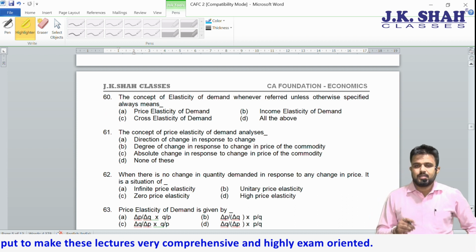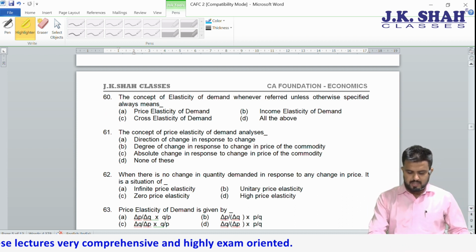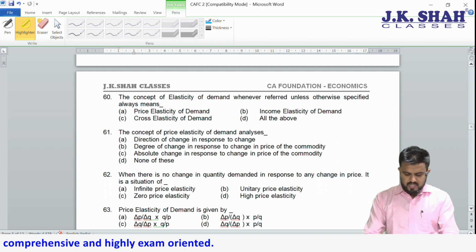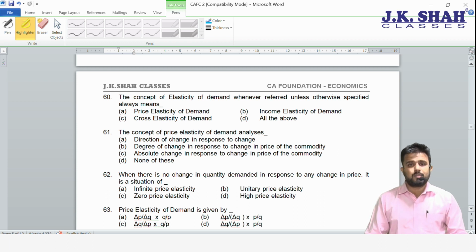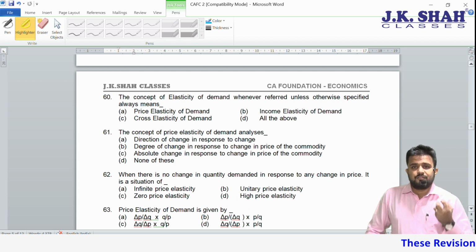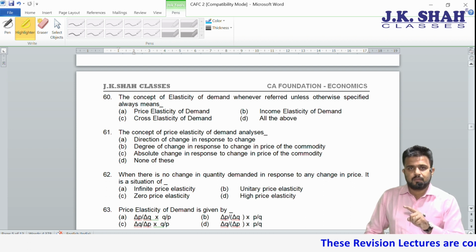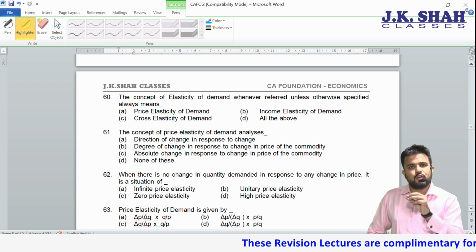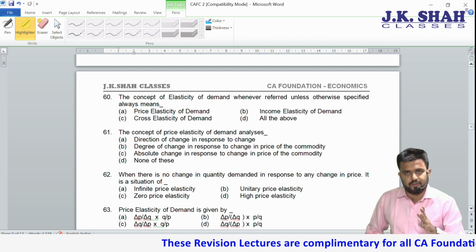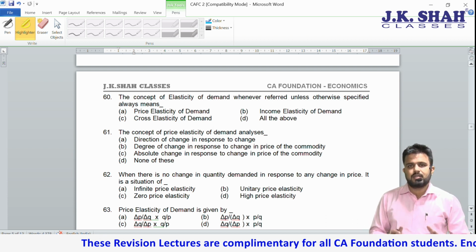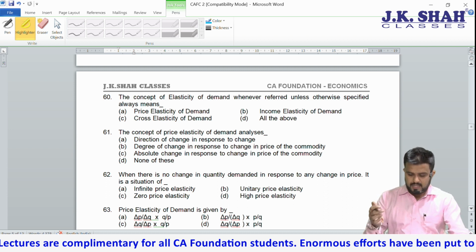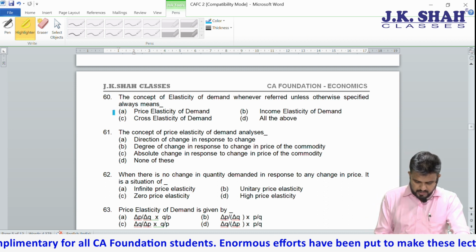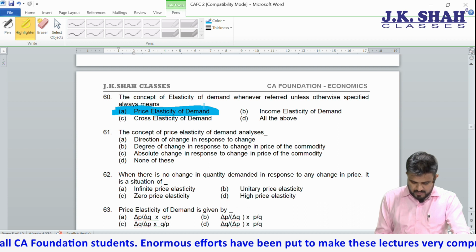Moving to the next, 60, MCQ number 60. The concept of elasticity of demand, whenever referred unless otherwise specified, means... So students, please remember, if nothing is mentioned or if elasticity of demand is given without any qualification, it is always price elasticity of demand. Students, correct answer is option A, price elasticity of demand.